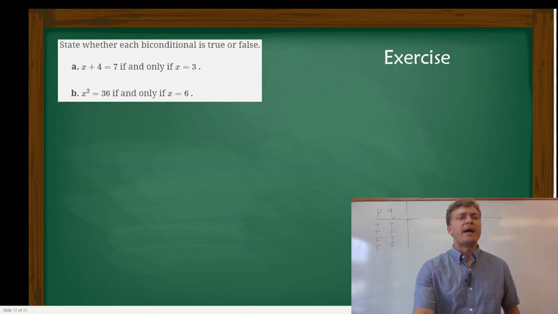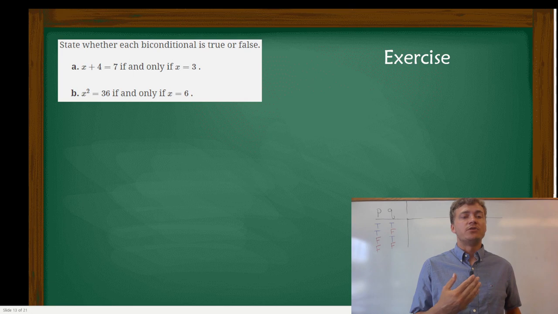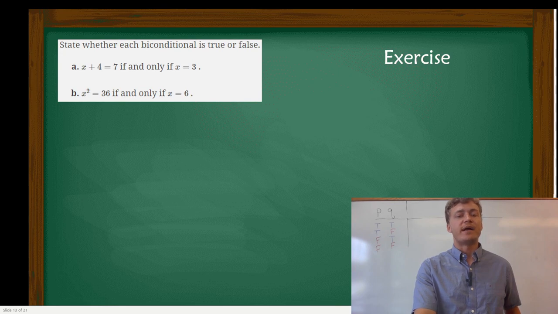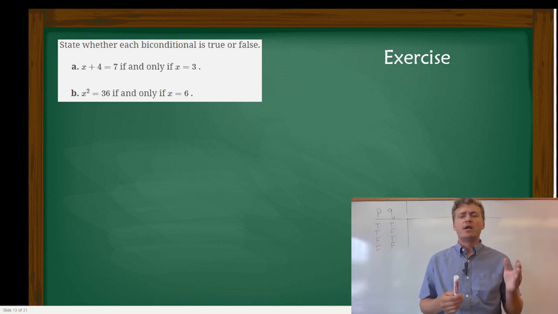State whether each biconditional is true or false. In other words, take each of the statements, determine if they are in fact true statements or statements at all, and find out if you get a true or a false on each side, and therefore if the biconditional is true or false. Give you a moment to pause the video here or keep watching while we discuss the solutions. For part A, consider looking at the biconditional statement as two separate conditional statements.